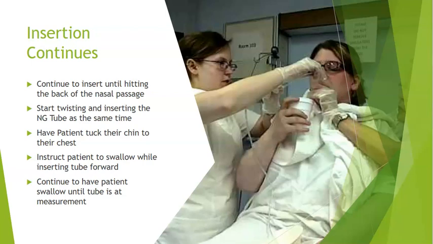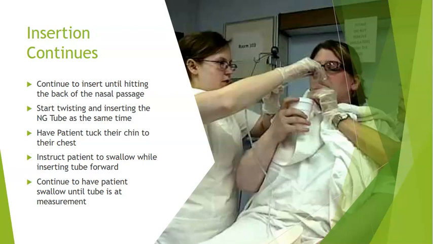When the patient feels the tube in the back of their throat, you're going to have the patient tuck their chin hard to their chest. You're going to instruct the patient to swallow while inserting the tube forward. You're going to say, swallow, and you're going to push the tube in. Swallow, push the tube in. You're going to continue doing that until you meet your tube measurement placement.